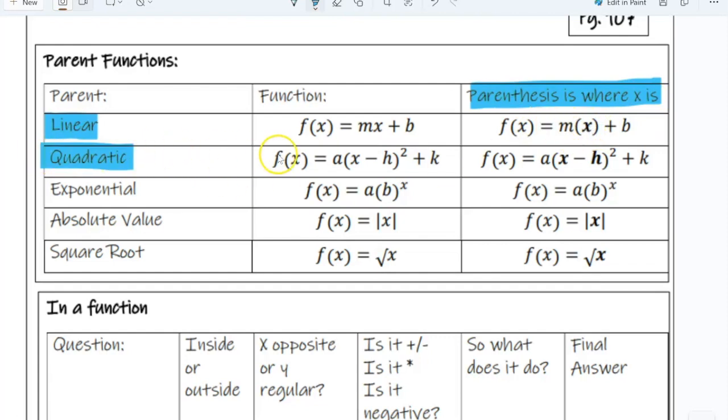If you have a quadratic, we're going to use the vertex form. And that's pretty obvious because you can see where the parentheses is. So this is inside the parentheses. This is outside the parentheses. This is outside the parentheses.